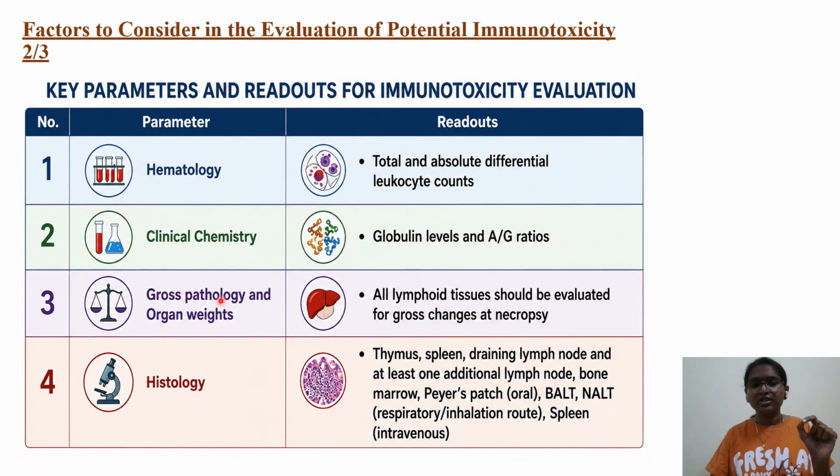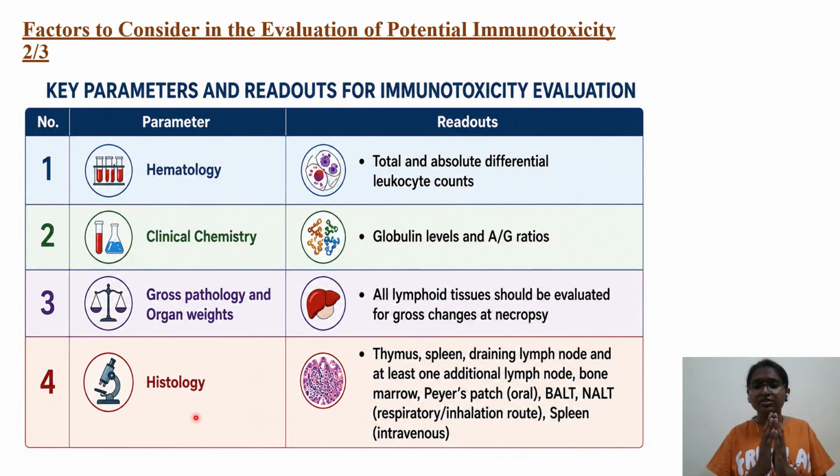Under histopathology, once you cut open the animal, look for the organ size, whether the thyroid size has increased, whether the thymus size has increased or decreased. Is there any color change? Those things you have to see. Gross pathology and organ weight. Weigh the organs, like you have to weigh the thymus, you have to weigh the thyroid. These organs you have to weigh and check whether organ weight changes are there. All lymphoid tissues should be evaluated for gross changes at necropsy.